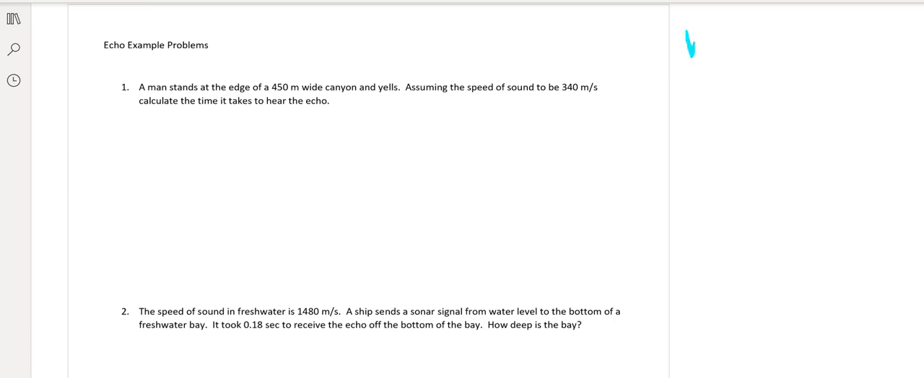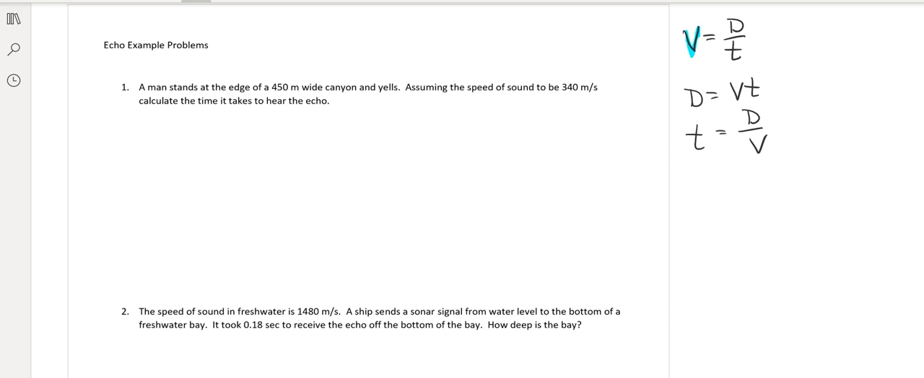You need to remember that the velocity is distance divided by time. You could also write that as the distance is the velocity times the time, or you can also write that as the time is the distance divided by the velocity. That's the main tool you got to have.